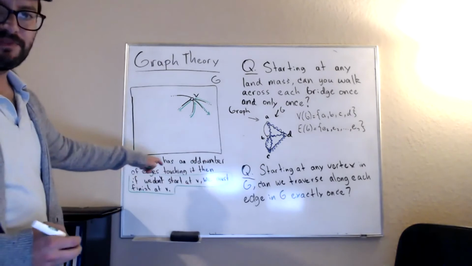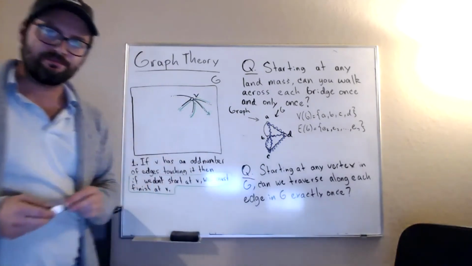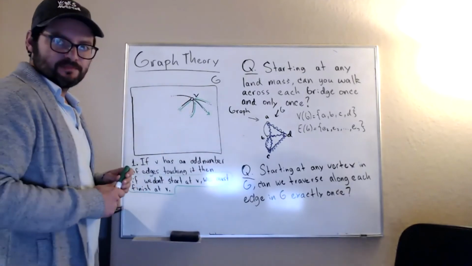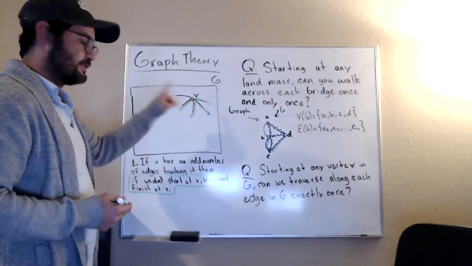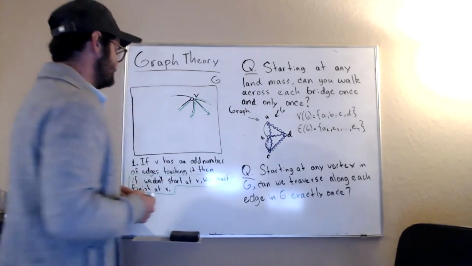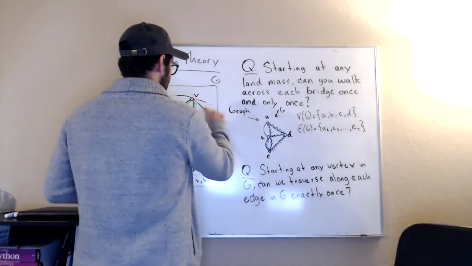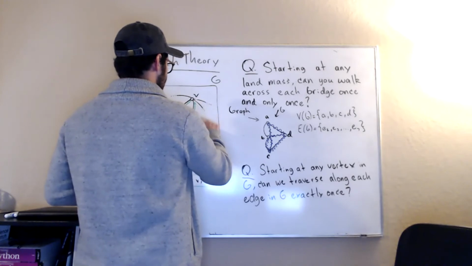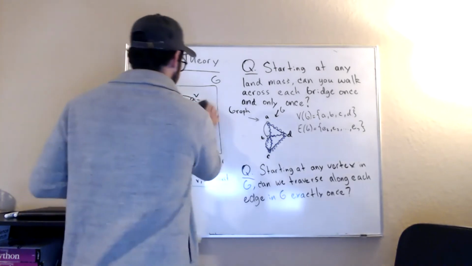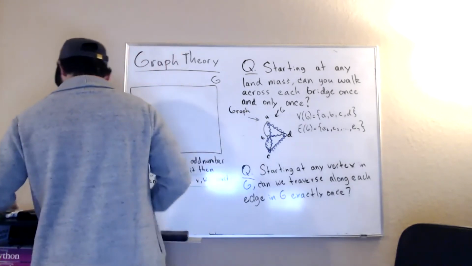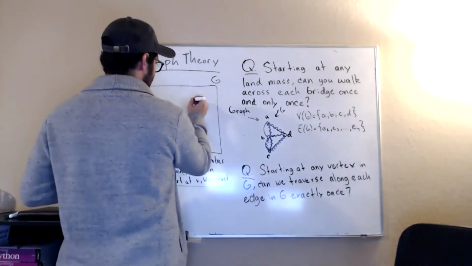So if V has an odd number of edges touching it, if we don't start there, we better end there. Okay. Now, this doesn't necessarily have to be the case if we start there, right? If we start there, then we could be okay.